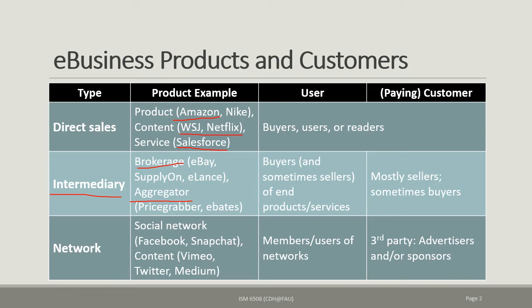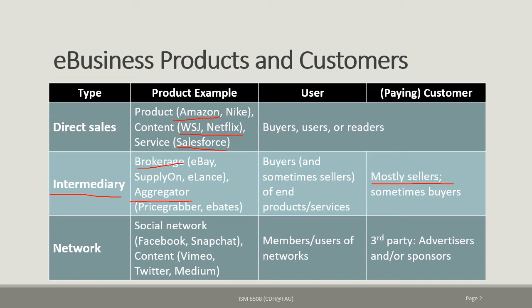So the sellers are actually making the payments, or actually sustaining the business financially. So the revenues of those businesses come from the sellers, although the users are the buyers. So now you can see the misalignment between the users and customers.